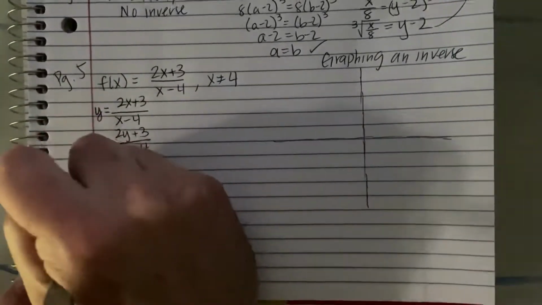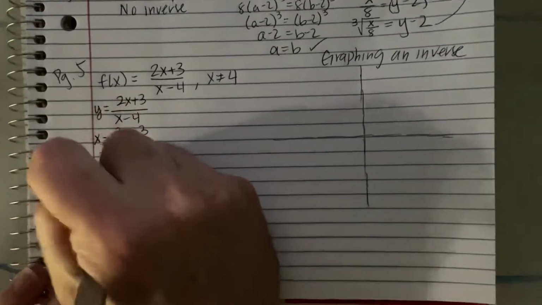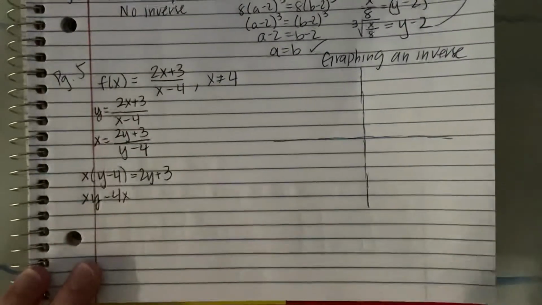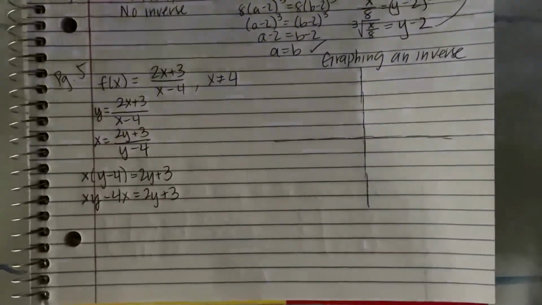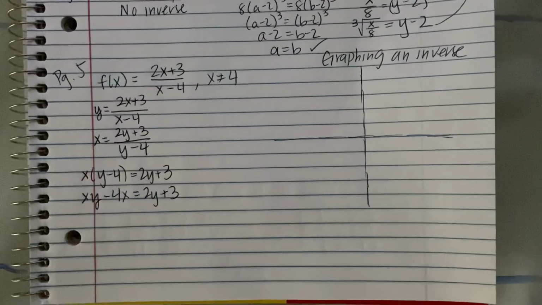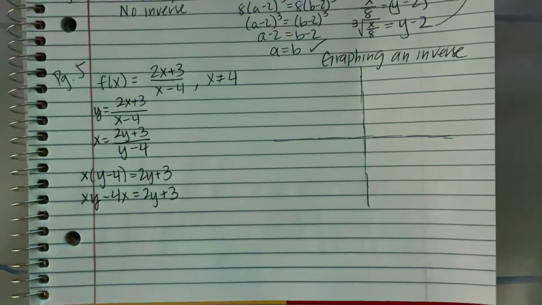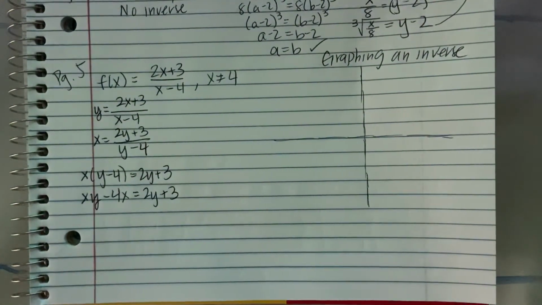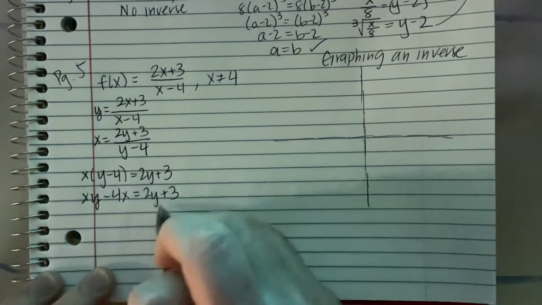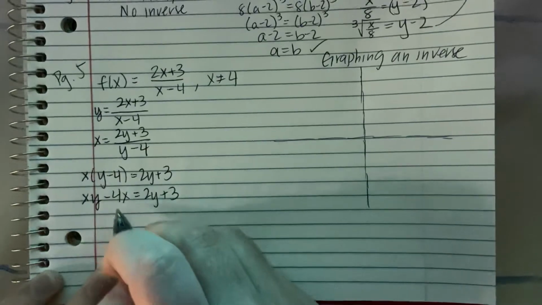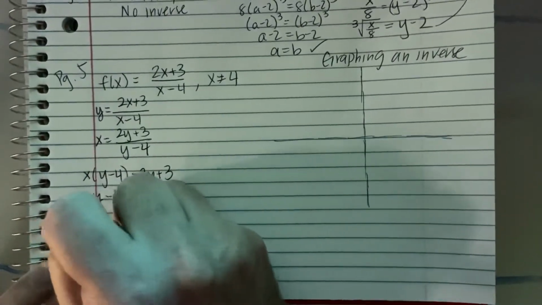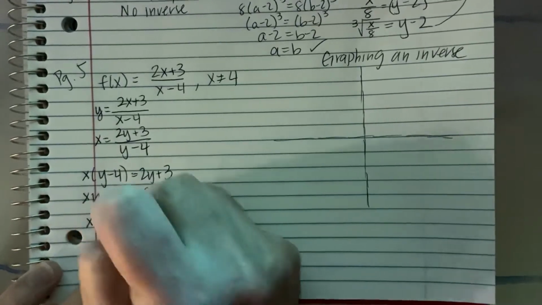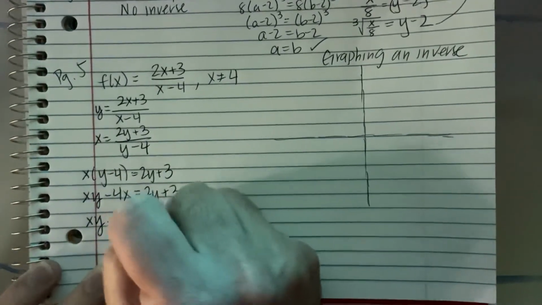And I'm going to distribute. So we get xy minus 4x equals 2y plus 3. Now, I need to get all of my y terms to one side. All of the y terms to one side will mean get this 2y to the left side. I also need to get everything else to the right side. So we get xy minus 2y by moving the 2y over equals, add the 4x to the other side, plus 3.